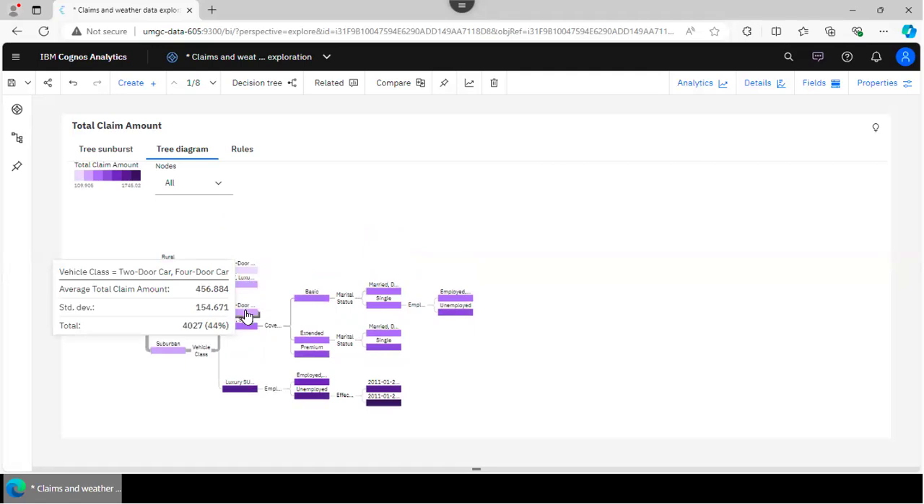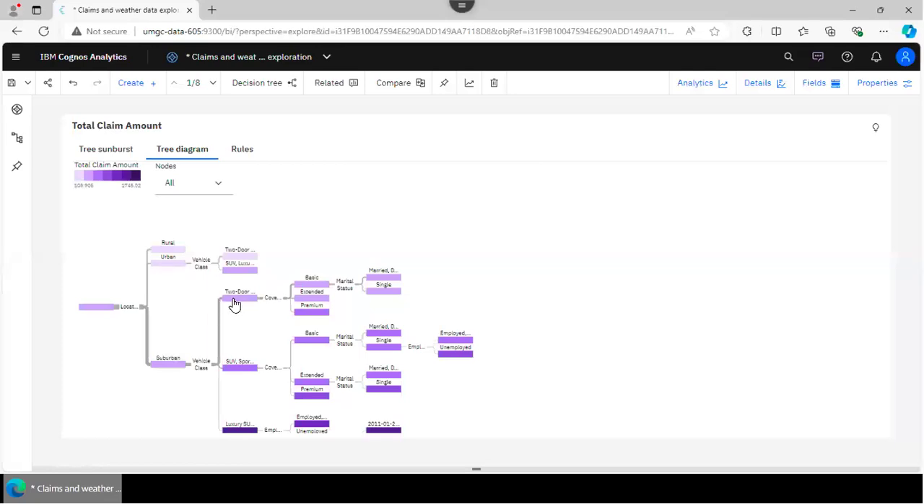And take a look, note, you can expand and collapse the branch of the decision tree. So now, see this, that's a coverage type. It's used as a next splitting column, right? So here, if the coverage is basic, I take this path, right? And then I look at the marital status.